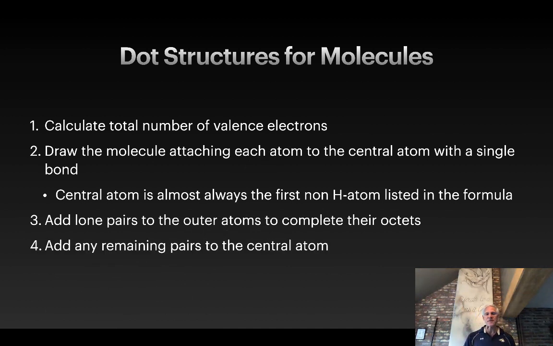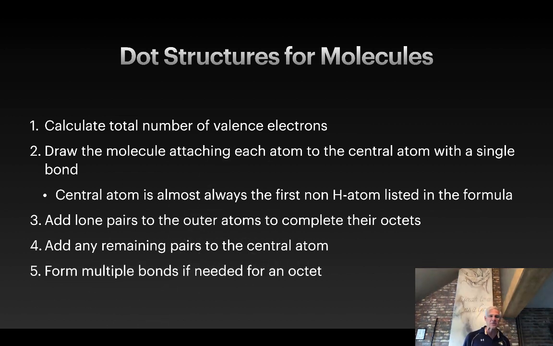If after you've finished the octets of the outer atoms you still have electrons left over, you will add them as pairs to the central atom. And this is very important. Whenever you're adding electrons here, you add them as pairs. You don't add singles in different places. You just add them as pairs.